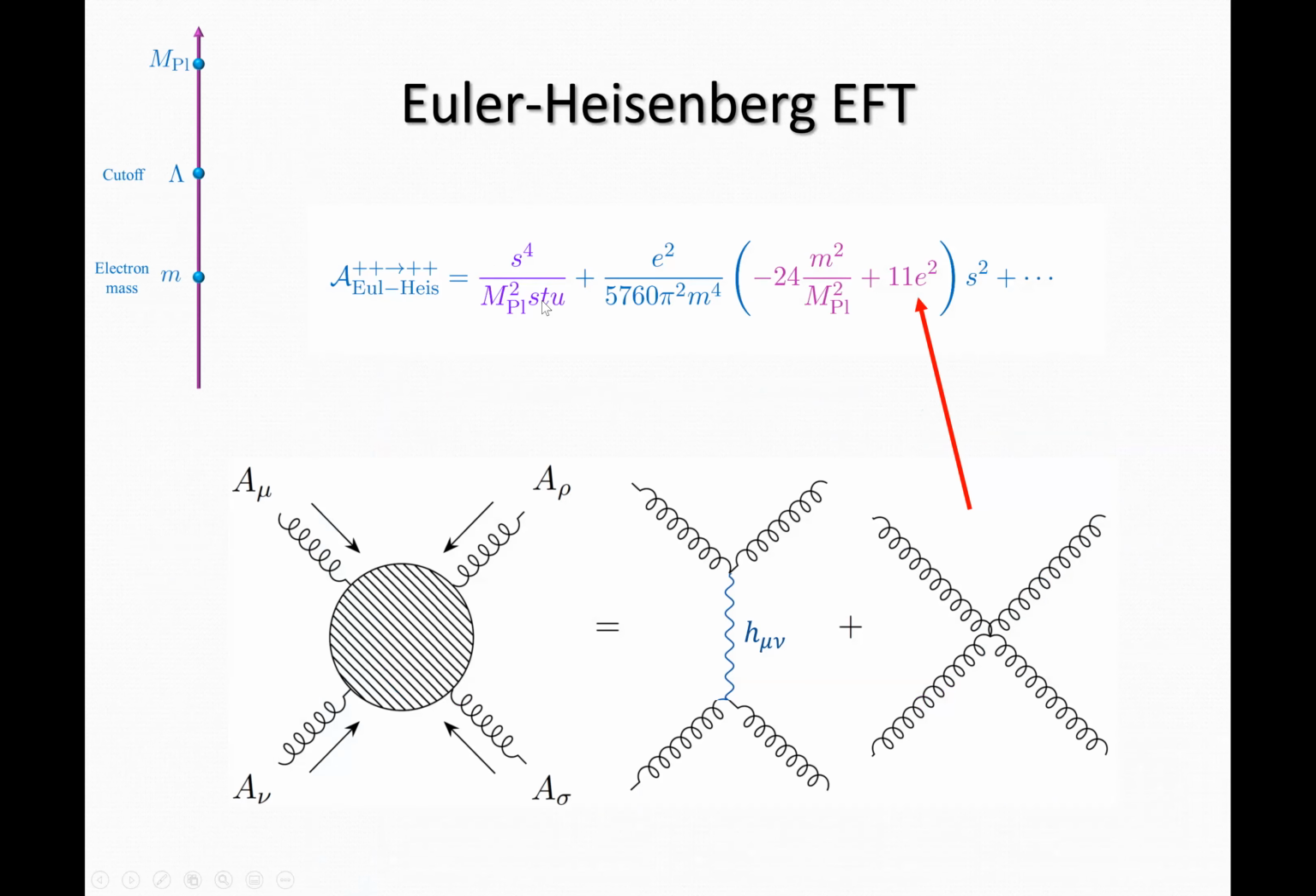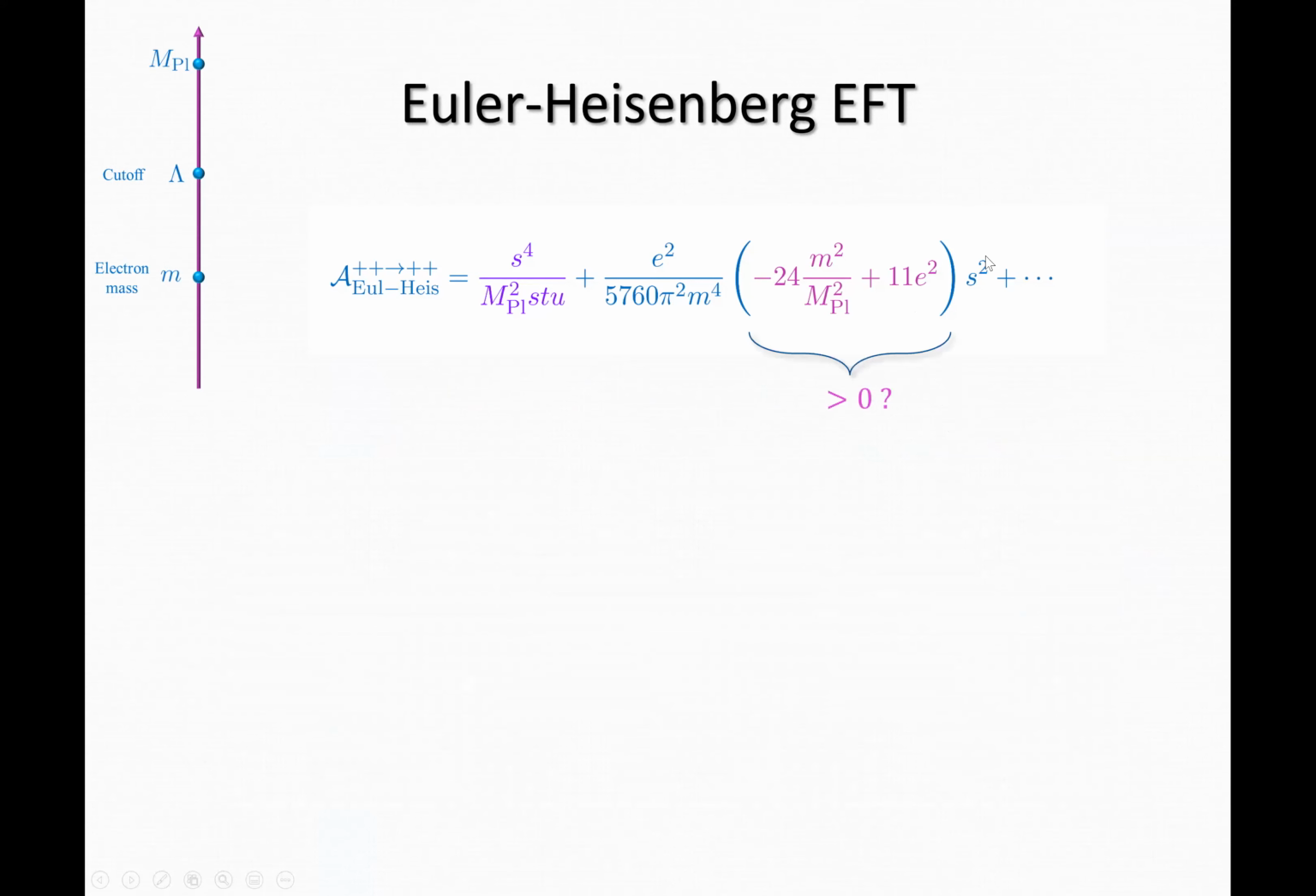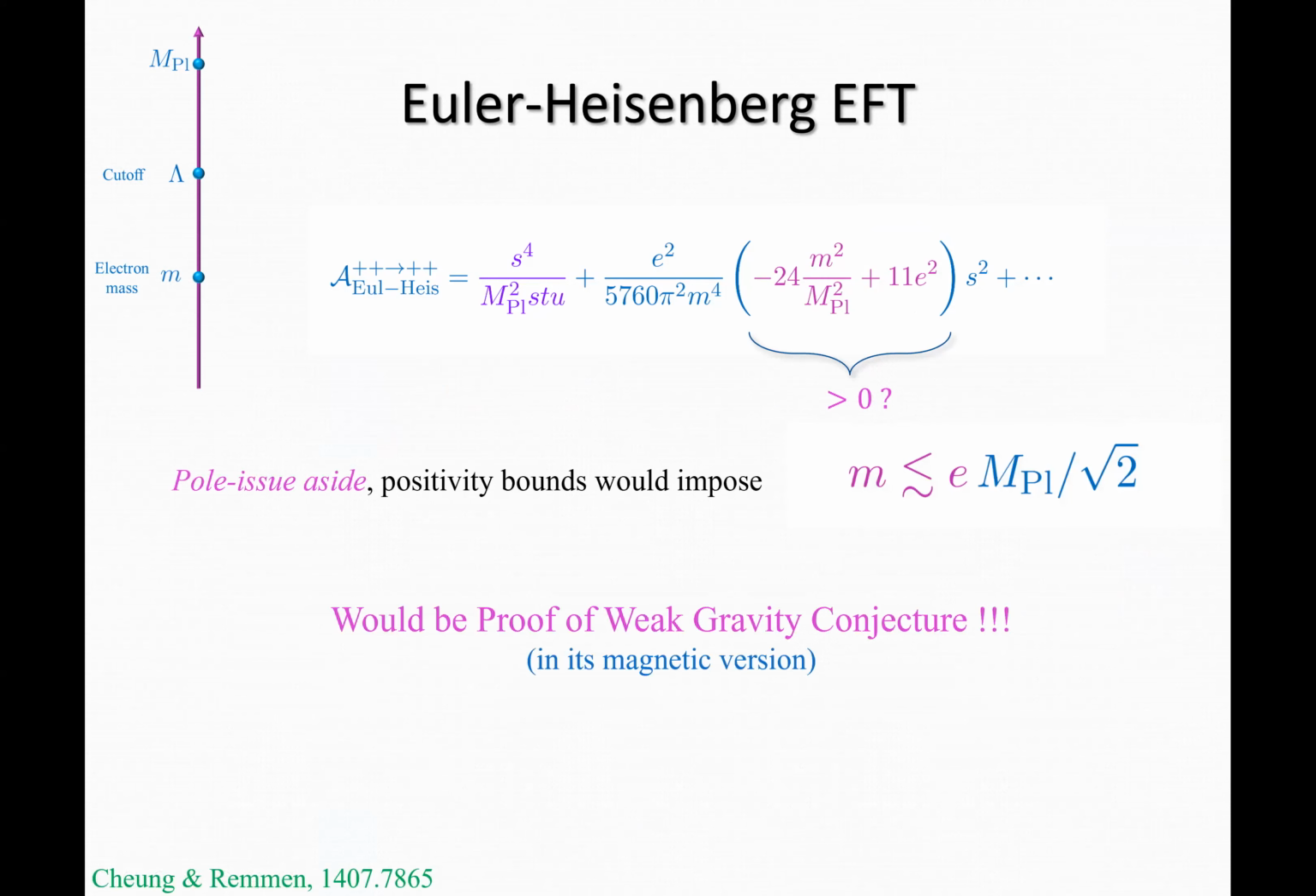If we forget about this T-channel pole for a second and we try to apply the improved positivity bounds to the remainder, to this part here, you recover what you would like. Actually, you end up with a statement that this is positive so long as the mass of the electron, or the mass of the field that you integrated out, is smaller than the charge of that particle in units of the Planck scale. And if you can apply or generalize this type of argument to other types of U1 symmetries, it would be a proof of the weak gravity conjecture, at the very least in its magnetic version.